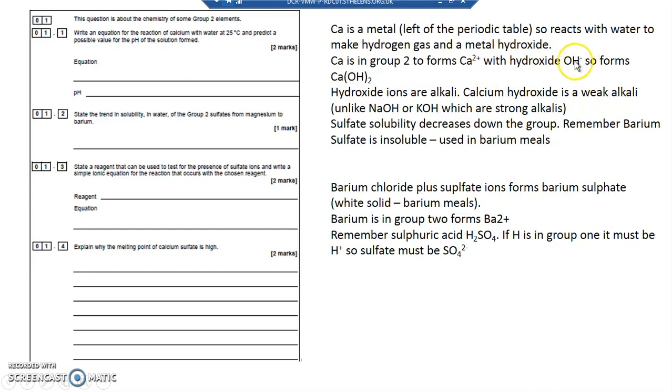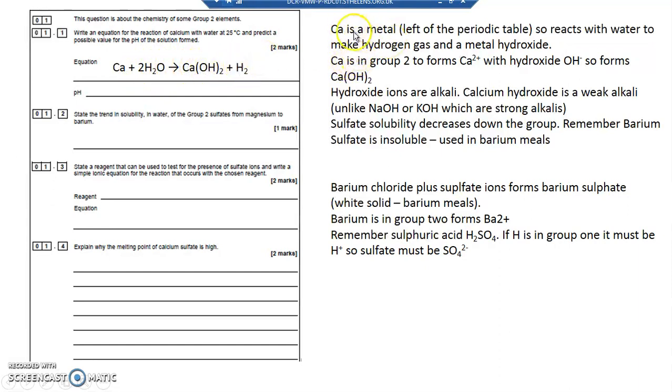Hydroxide is OH-, so oxygen's in oxidation state -2 because it's in group 6 and gains 2 electrons. Hydrogen's in group 1, so loses 1 electron, +1, so a 2- and a +1 leaves a 1-, so OH- for hydroxide. And so 2+ and 1- aren't going to cancel each other out, so we need Ca2+ and OH- twice, so Ca(OH)2. So your reaction is calcium plus water making Ca(OH)2, and it's also going to make hydrogen.